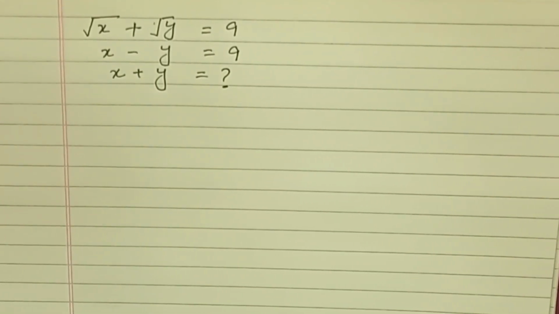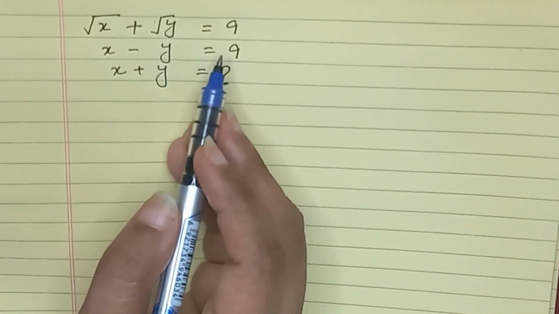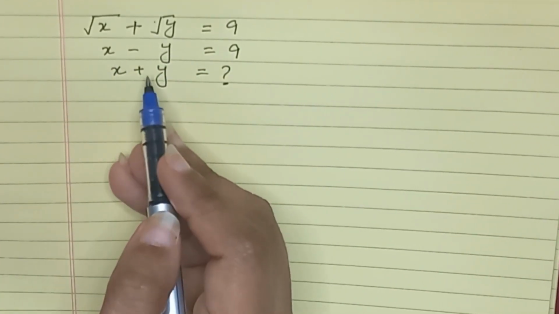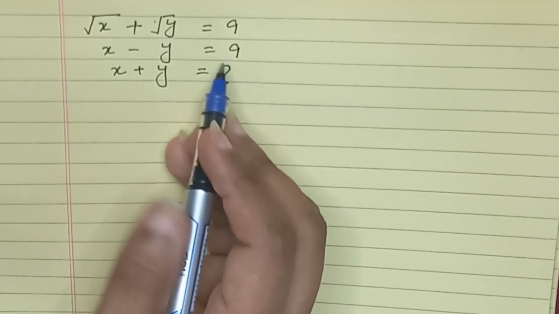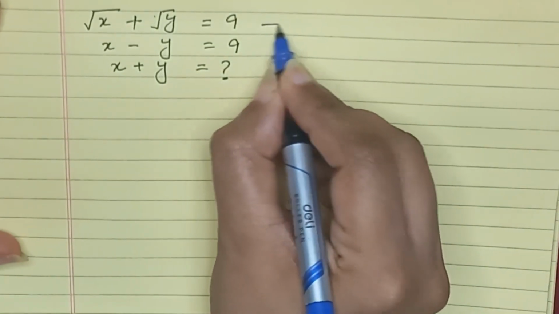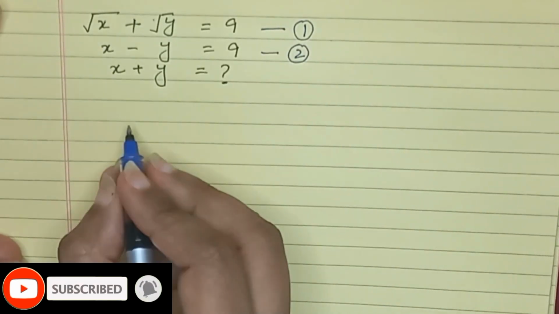Hello friends, today I have a question: the square root of x plus the square root of y is equal to 9, and the second equation is x minus y is equal to 9, and we have to find x plus y. So we will name them. This is equation 1 and this is equation 2.